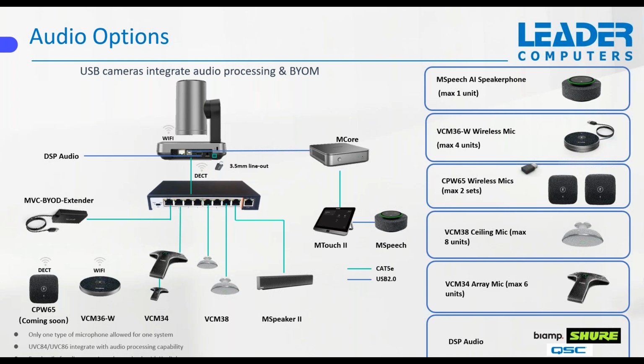Now, as we can see on the right-hand side of this slide, we can also integrate third-party audio devices via a DSP into these solutions. We can have that USB connection come from the camera, so the DSP device itself can connect via USB into the camera, or we can have that DSP connecting directly to the MCore.